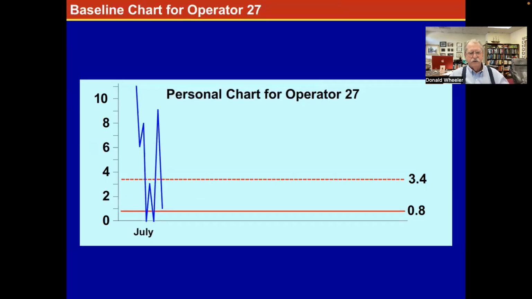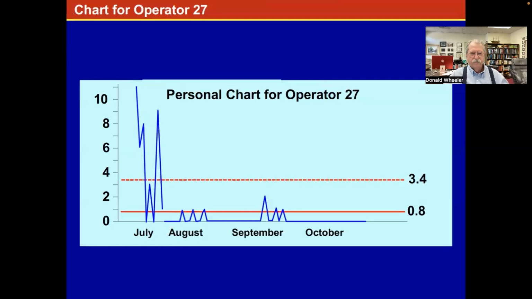Operator 27 seemed to be the least capable operator during the baseline period. When the supervisor discussed her chart with her and explained the quality improvement program, her response was, "Why, I've been here for 5 years, and this is the first time anybody has told me they were interested in good quality. I can do a much better job if it makes any difference." And she really could.